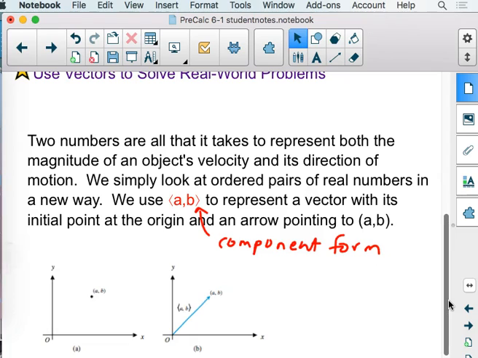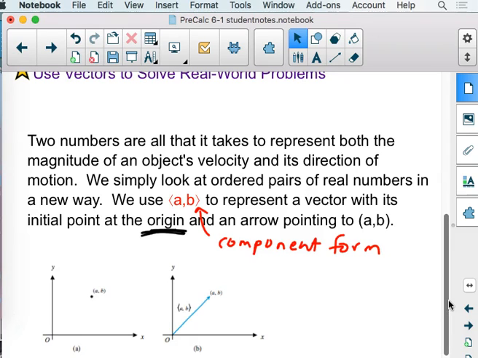So what it's doing is it's showing us the x component and the y component. So that represents a vector. Now, these represent vectors that have an initial point at the origin. That's really a big deal right there. So what it's doing is it's saying this vector is going to start at the origin when we see the component form notation, and it's going to go to whatever A and B are, where that ordered pair is.